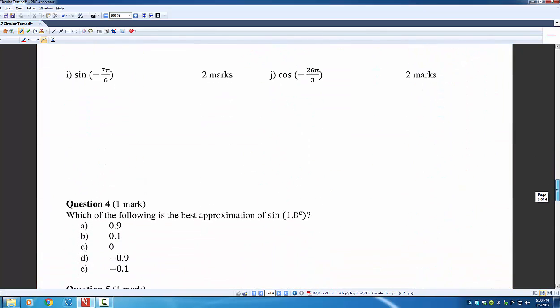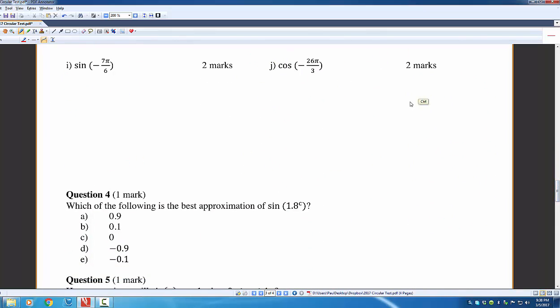Alright, sine of negative 7 pi on 6. Okay, again, let's go unit circle. Now, 6 pi on 6 is pi. So 6 pi on 6 will take us here. This is 7 pi on 6, which is a little bit more than 6 pi on 6 in the negative direction. Now I know pi on 6 means 30, so this is 30 more than there.